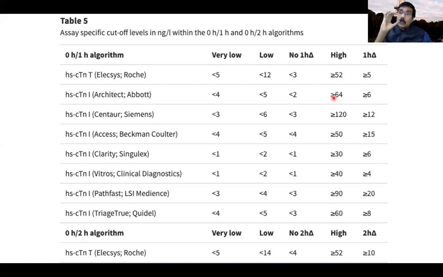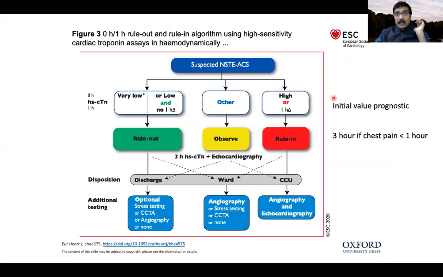You must understand and use the kit, and use the references specific for that kit, because it is very, very important to make a diagnosis. The example is this: if somebody comes in with suspected non-ST elevation acute coronary syndrome, this is going to be very valid, because this is what we're going to be doing in future. Now we have what is called the 0-1 hour rule-in, rule-out algorithm.